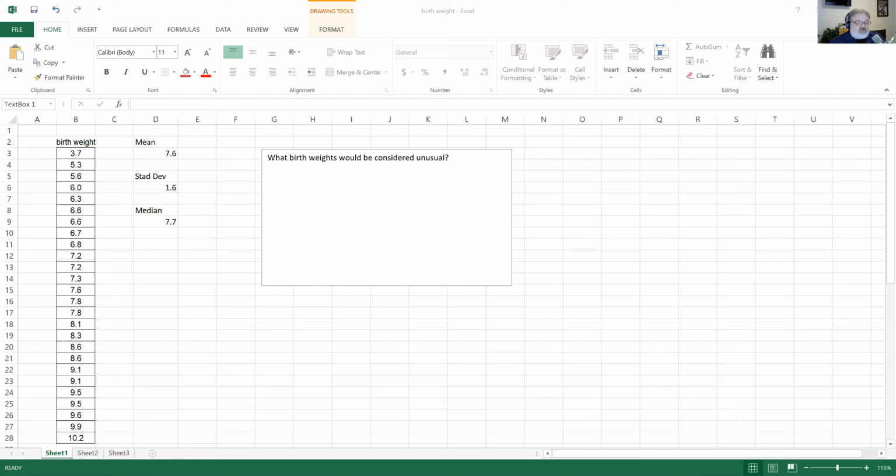So 7.6 plus 1.6, 9.2 unusual. So Alan, you took the mean and added and subtracted 1 standard deviation. For unusual, what do we use? 2 standard deviations, exactly. So 1.6 plus and minus, we actually want twice that, plus or minus.